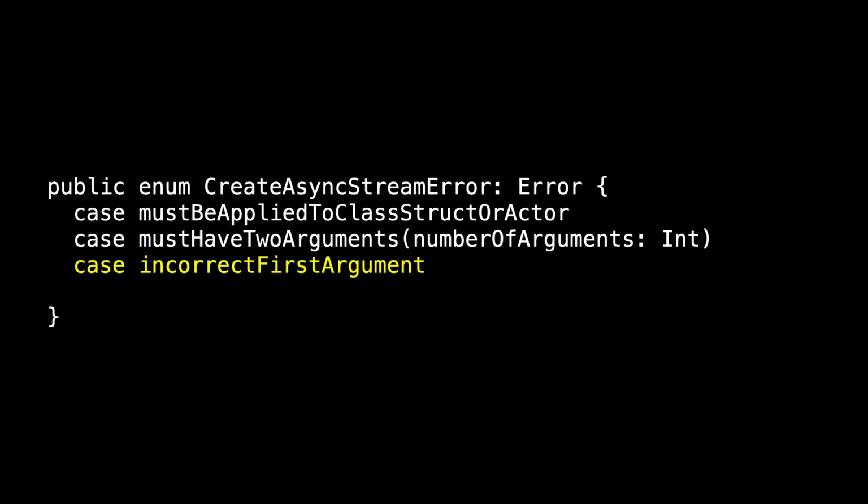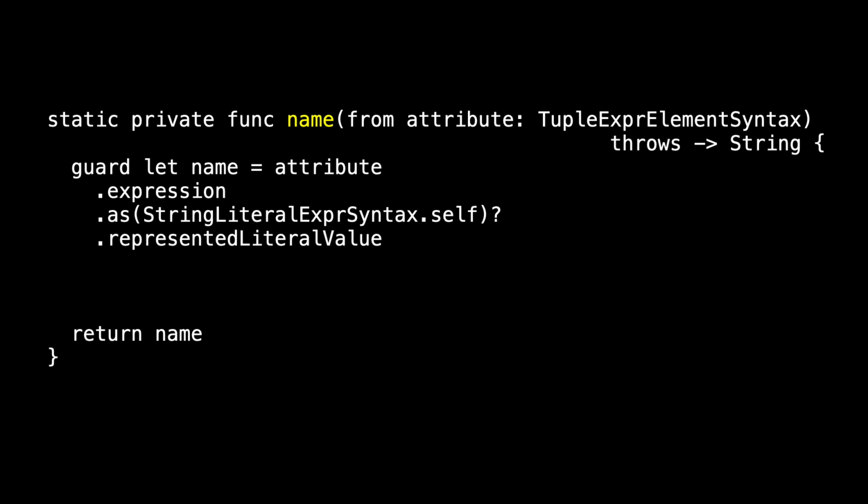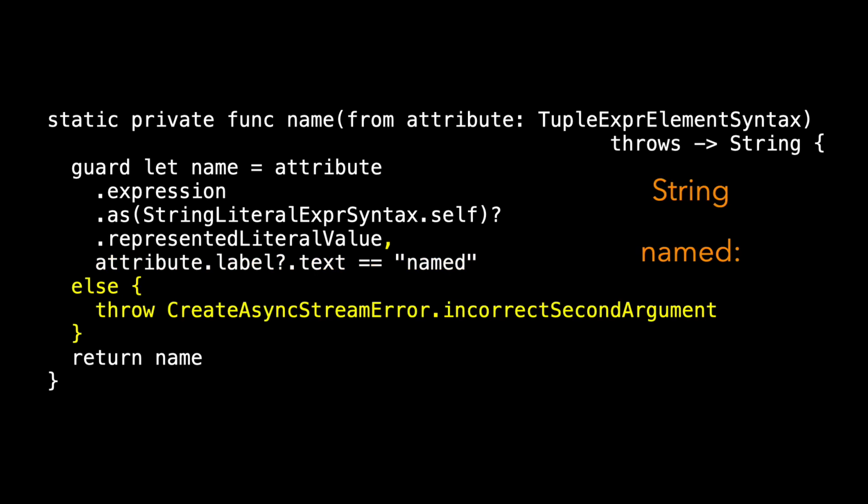Similarly, we can do an analysis of the second argument. And so here's name. Last time we did this, and we can repeat what we just did for our type and check that the attribute's label text is named. If it's not, we're throwing an incorrect second argument if the type of the argument is not a string or if the label is not named.